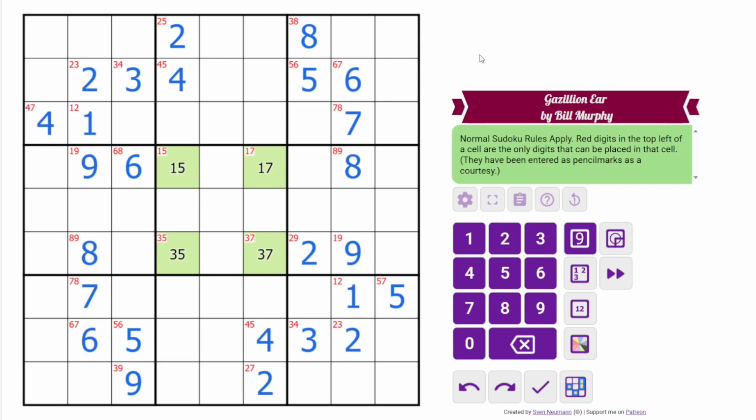And now we have filled in all of the pencil marks except for the green cells that we started with. So very useful for the deduction, but we can't resolve them quite yet. So let's look elsewhere.